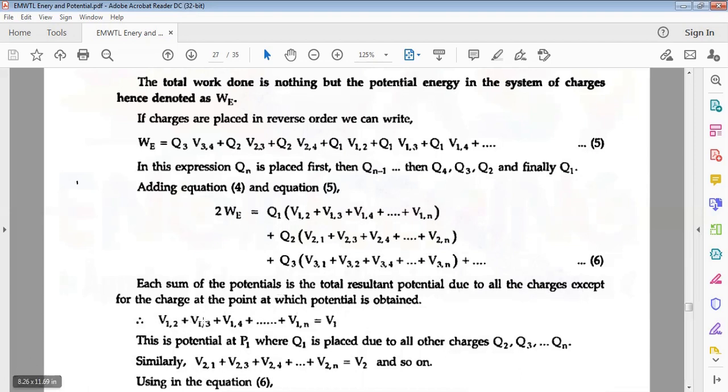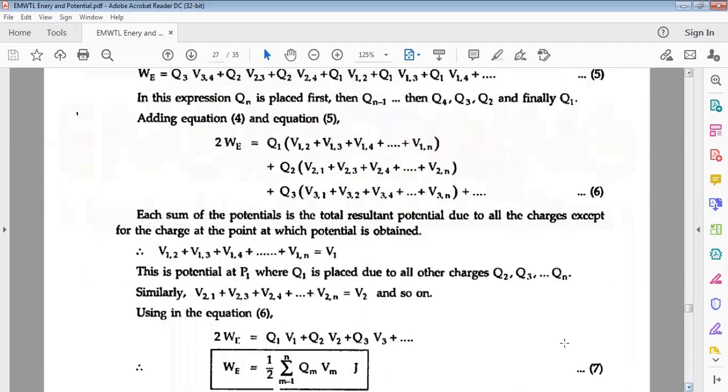So V12, V13, V14, and so on, up to V1N, we assume as V1, and V21, V23, V24 is assumed as V2, and V31, V32, V34, and so on, up to V3N is V3. Then 2WE is equal to Q1 V1 plus Q2 V2 plus Q3 V3.